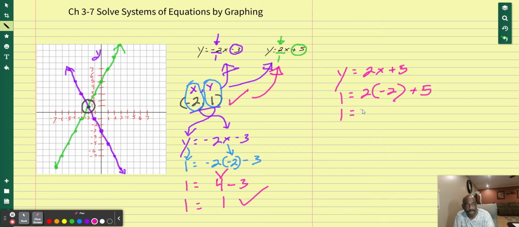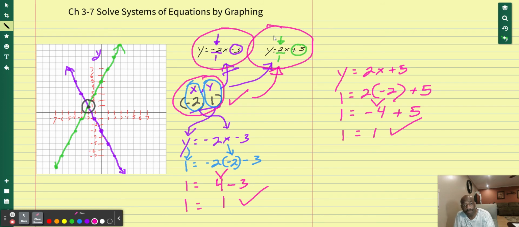So this is 1 equals, what is 2 times a negative 2? A negative 4. What is negative 4 plus a positive 5? A positive 1. It works again. The left side equals the right side. That means this is the only ordered pair in the world that will work in both of these equations.